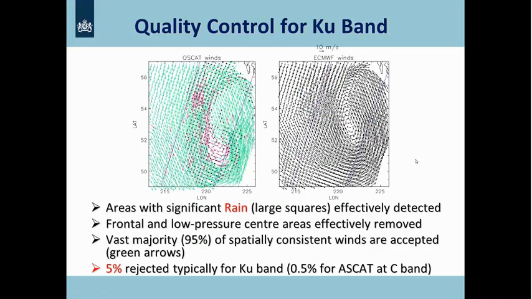If you compare that to ASCAT, for ASCAT we only reject 0.5% of cases. And these are generally cases with a lot of wind variability, so these are near fronts or low pressure systems. But it's a very small amount, only 0.5% of data.